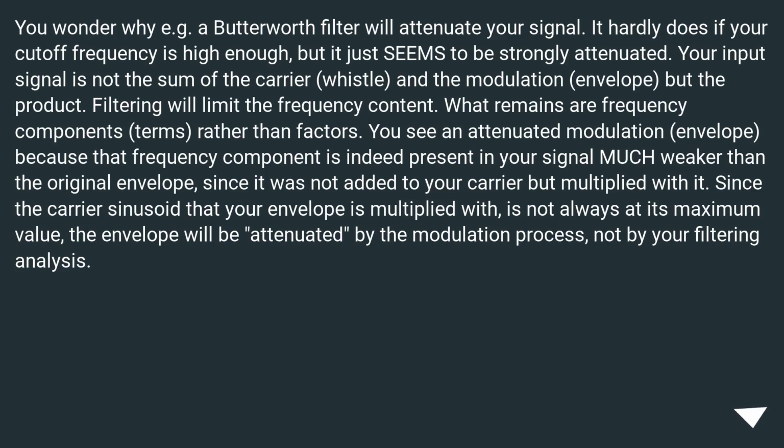What remains are frequency components, terms, rather than factors. You see an attenuated modulation envelope, because that frequency component is indeed present in your signal, much weaker than the original envelope, since it was not added to your carrier but multiplied with it. Since the carrier sinusoid that your envelope is multiplied with is not always at its maximum value, the envelope will be attenuated by the modulation process, not by your filtering analysis.